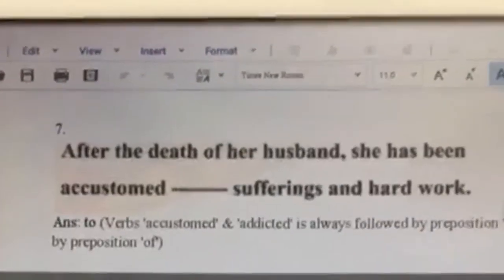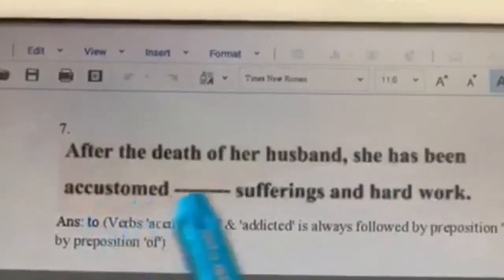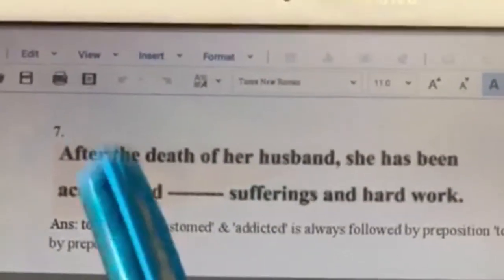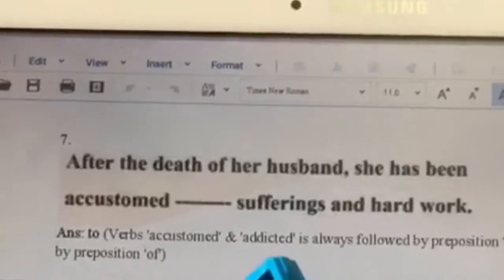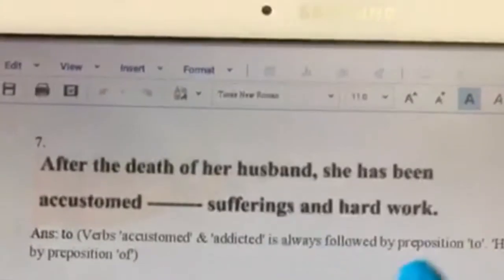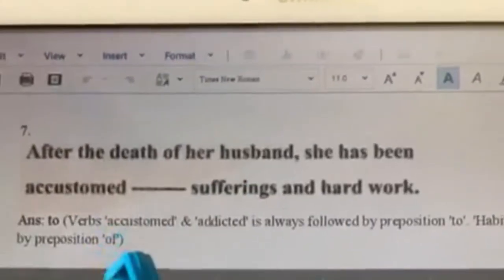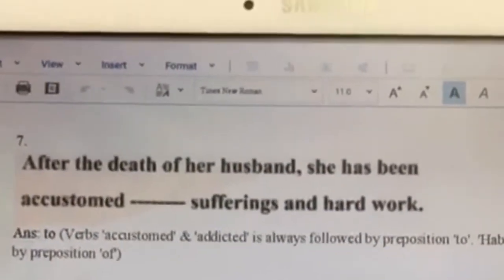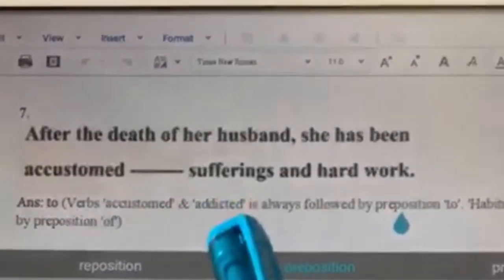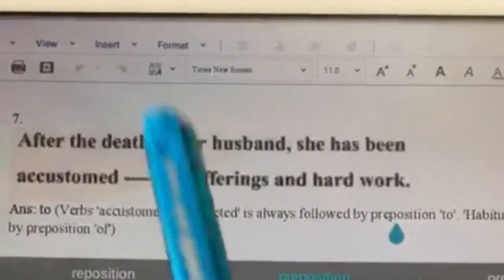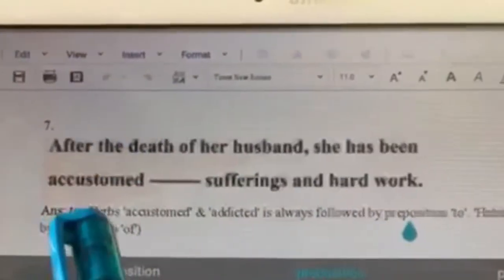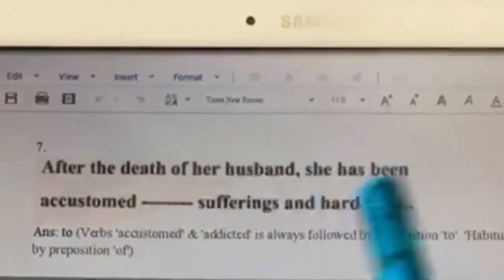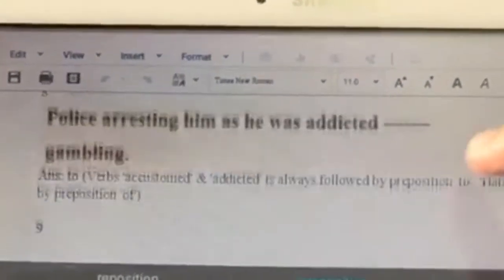Okay. Next. After the death of her husband, she has been accustomed dash sufferings and hard work. Now, like the verb access, the verbs accustom and addict are always followed by the preposition to, whereas the verb habituate is followed by the preposition of. Habituated, accustomed and addicted are similar in meaning, and that's why we have mentioned them together. So she has been accustomed to sufferings and hard work.